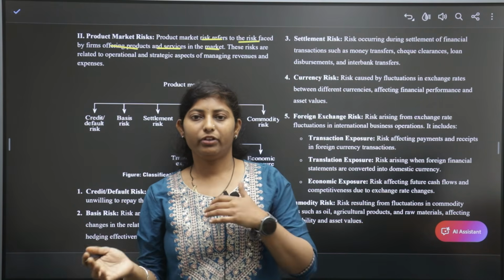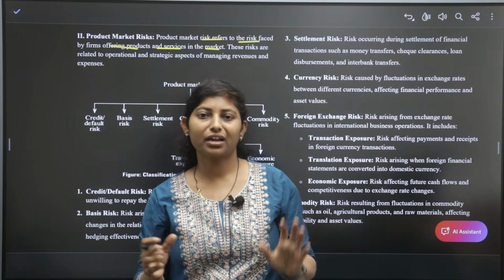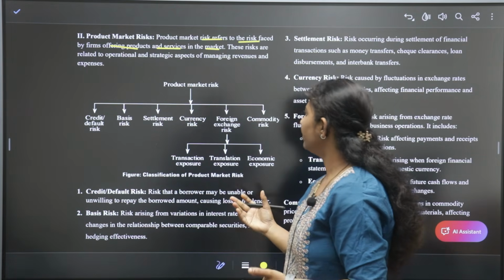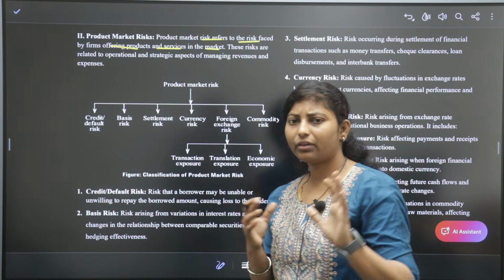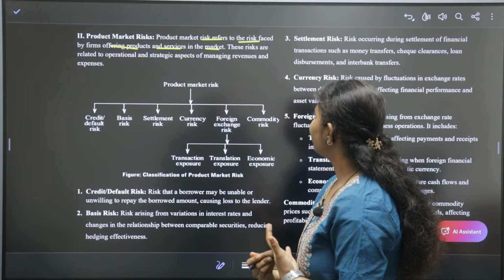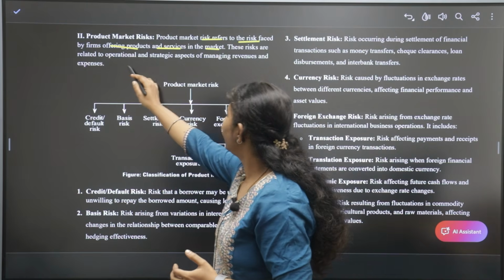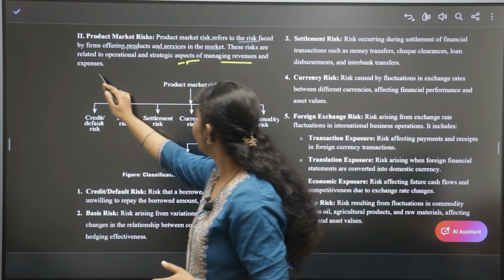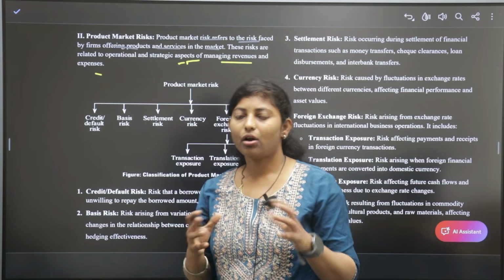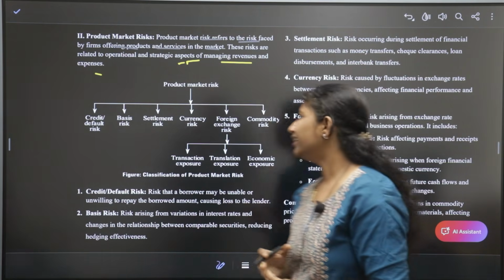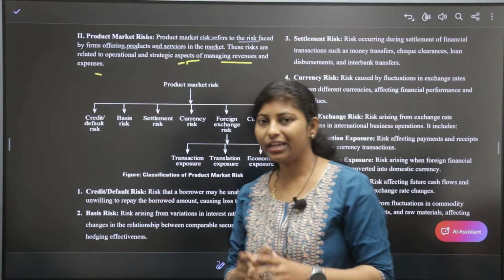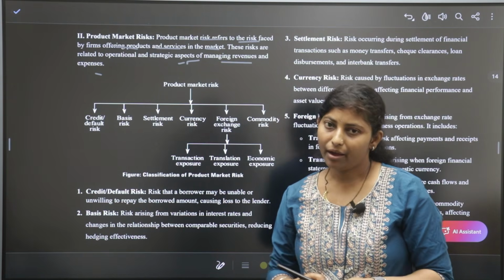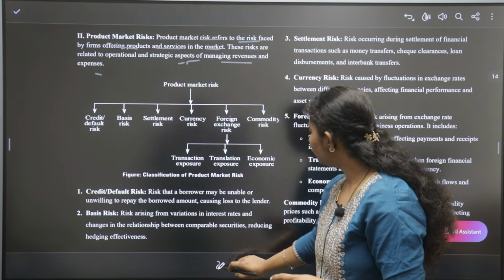Like we buy and sell shares. Products are nothing but they may be shares, securities, futures, options available in the market. So the things where we are getting some risk, we say product market risk. These risks are related to operational and strategic aspects of managing revenues and expenses. They are related to our operations, our strategy, and how we manage our revenues and expenses clearly. Now here we discuss the different types of products available in a market, and what risks you face in a market.